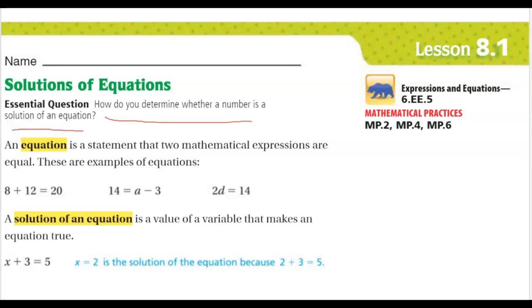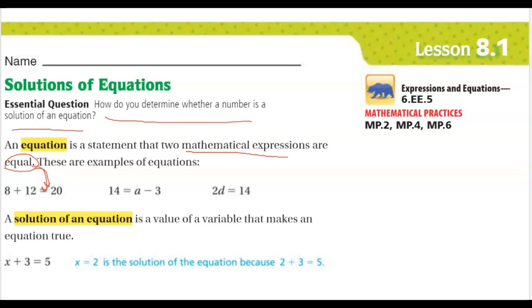Here are a couple of algebraic terms you want to become acquainted with. An equation is a statement that two mathematical expressions are equal, and thus you see the equal sign there. So 8 plus 12 equals 20, 14 equals a minus 3, and then 2d, 2 times d, equals 14.